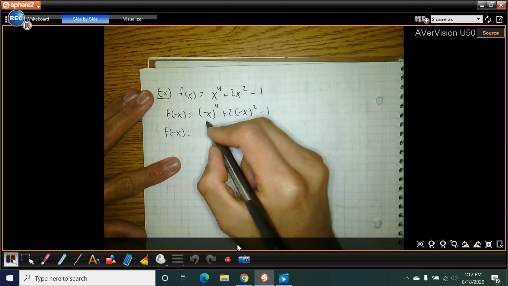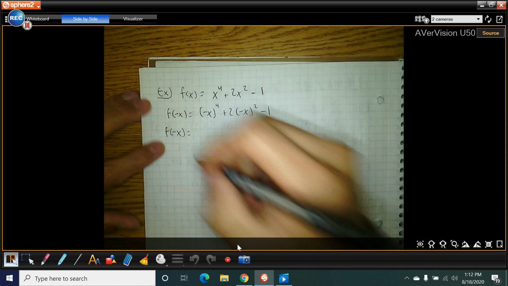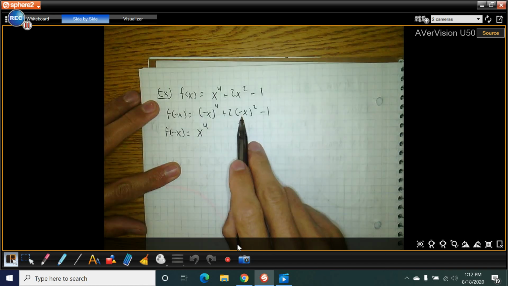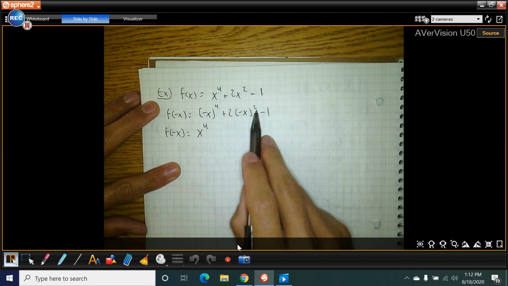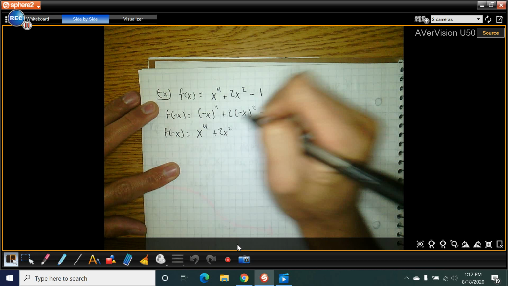Okay, what's negative x to the fourth power? That would be negative x times negative x times negative x times negative x, which would give you a positive x to the fourth power. If I multiply this in, well, negative x squared is going to give you positive x squared times 2. That would be plus 2x squared minus 1.